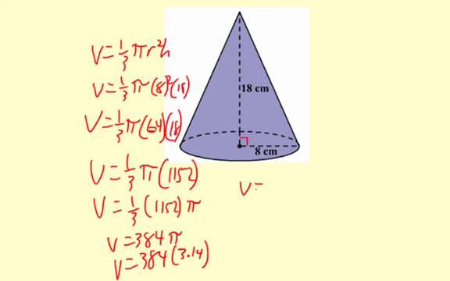So the volume is 1,206. And what are the units? It's centimeters and centimeters. Centimeters cubed. So why is it centimeters cubed? Well, you're multiplying the area of the base, which is 64 square centimeters, by the height, which is 18 centimeters. So that's centimeters cubed. All right, that's the big picture for this lesson.